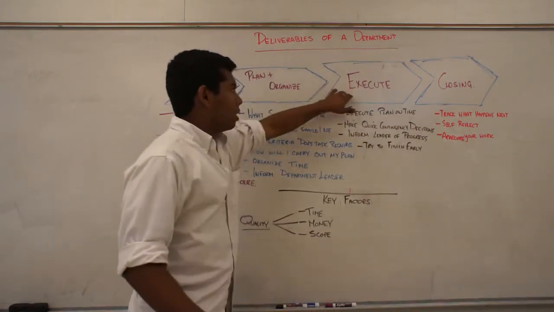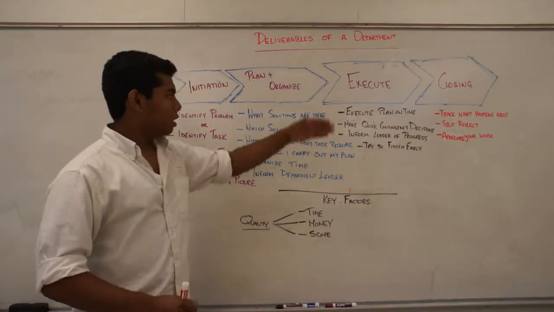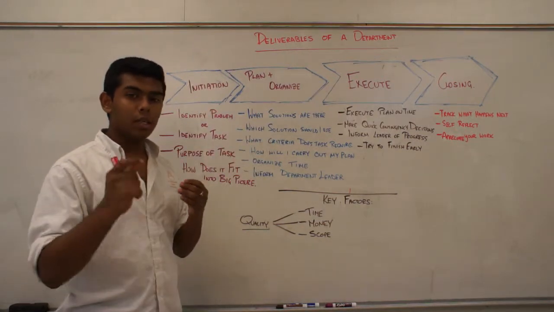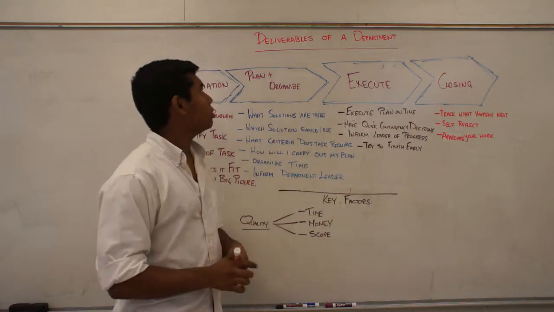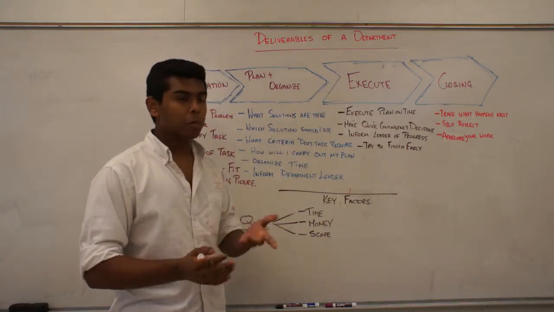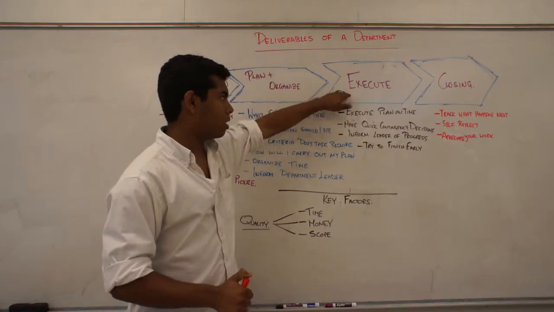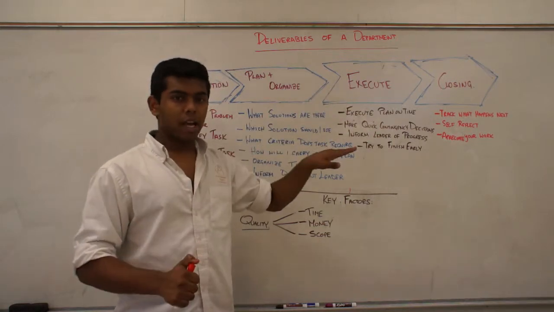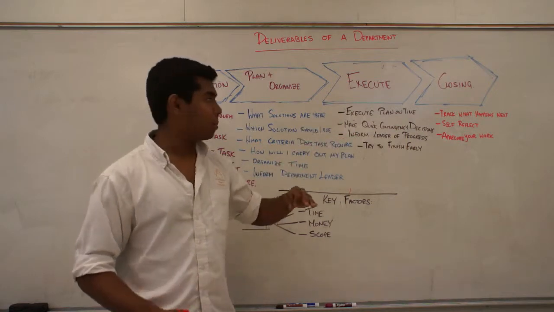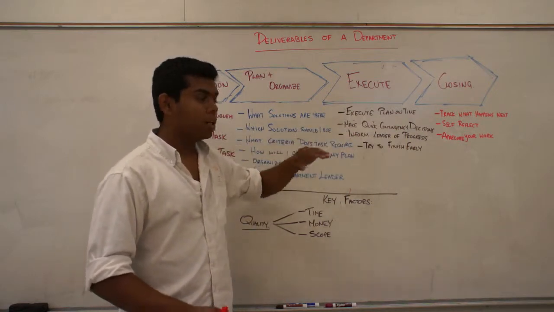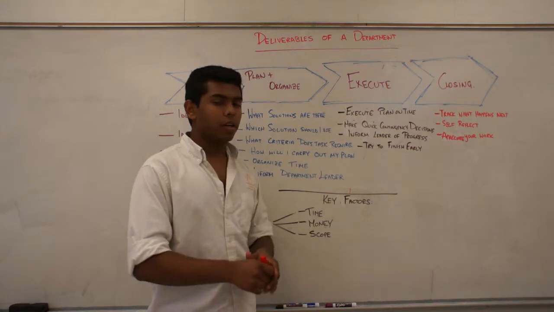Moving on to execution. Well, execution is probably the simplest of all the 4 stages to delivering a deliverable, which is basically get your tasks finished on time according to your plan and microscopic timeline. Make quick contingency decisions. This is important.